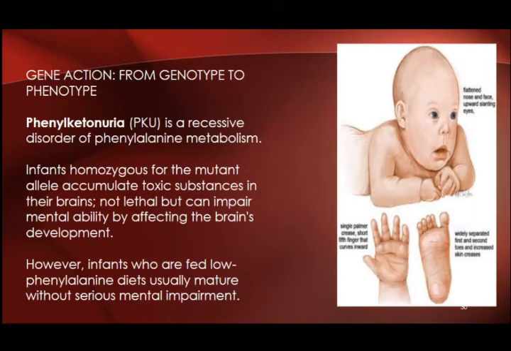Gene action from genotype to phenotype. So in humans, we have this thing called PKU, or phenylketonuria. Phenylketonuria means that you have phenylketone within your urine, meaning that you are supposed to dump this content out because it is waste, but somehow it remains in your blood.